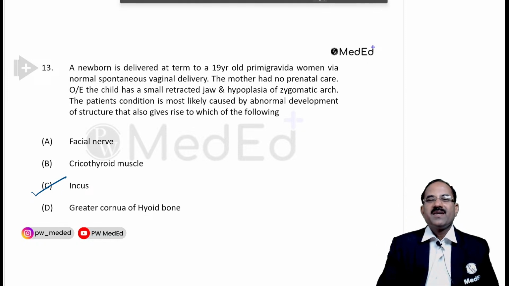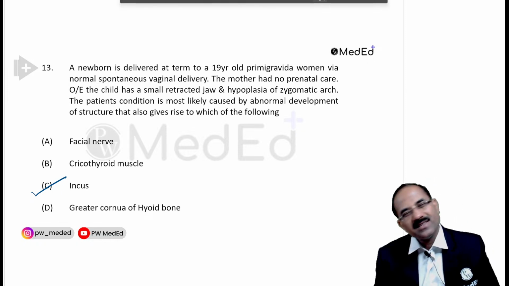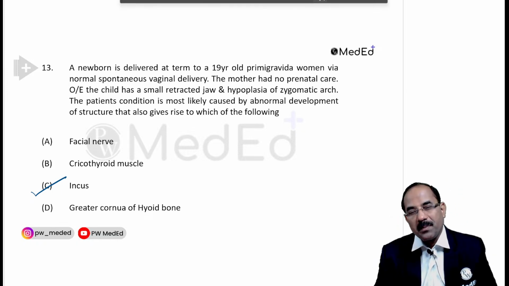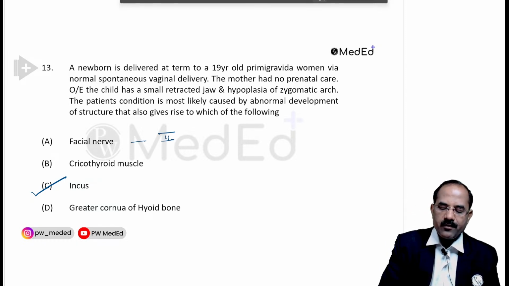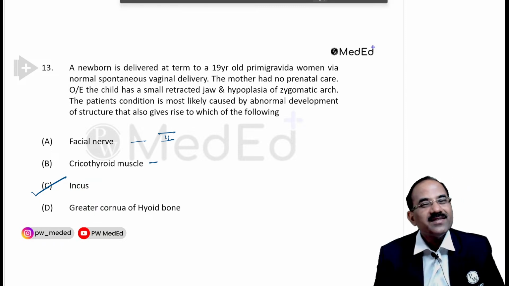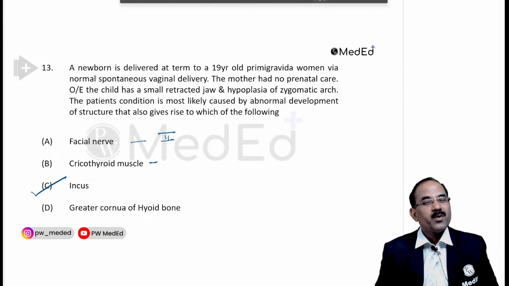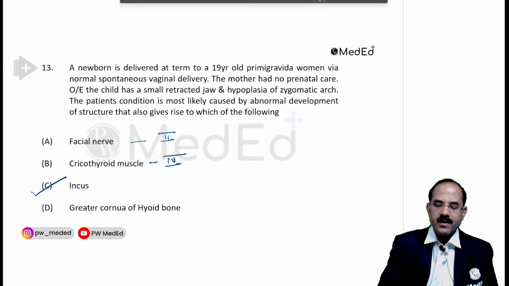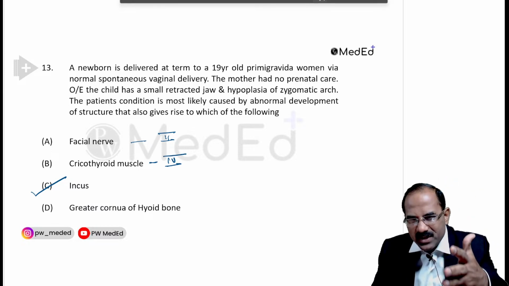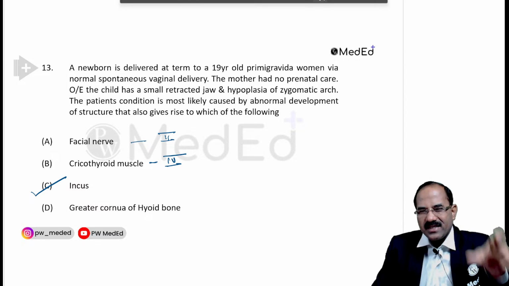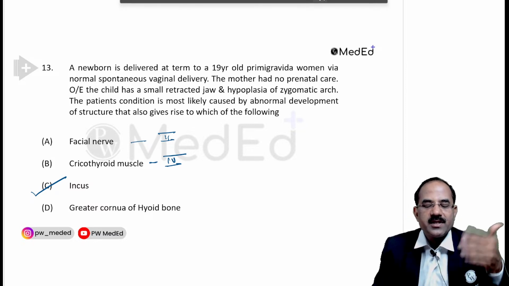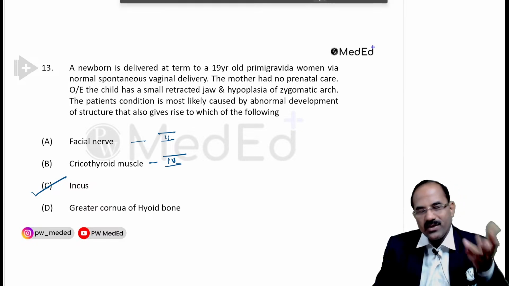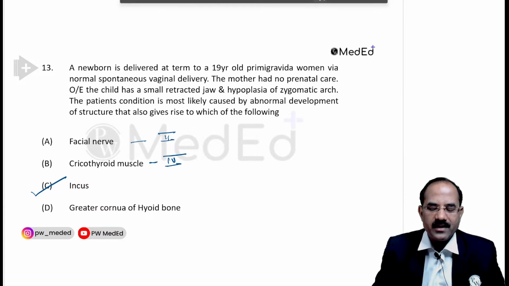Incus is derived from the first pharyngeal arch, along with the malleus. The stapes is derived from the second pharyngeal arch. Facial nerve is derived from the second pharyngeal arch. Cricothyroid muscle, which arch will it be? Fourth. How do you remember this? Which nerve supplies the cricothyroid? External laryngeal nerve. And this external laryngeal nerve is a branch of superior laryngeal.